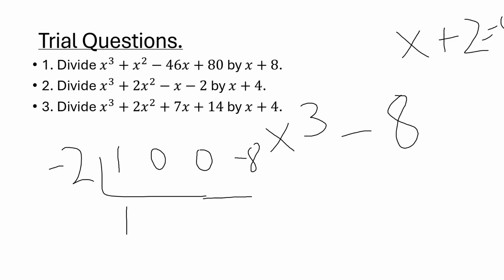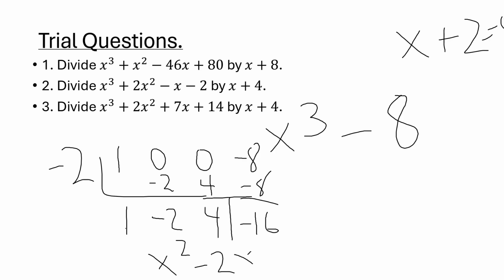So bring our 1 down. 1 times -2, -2. Then 0 minus 2, -2. -2 times -2, we get 4. 0 plus 4, we get 4. 4 times -2, we get -8. When we add, we get -16. So it means we have x squared minus 2x plus 4 as the quotient, and the remainder is negative 16. So remember, for missing terms, we write 0.